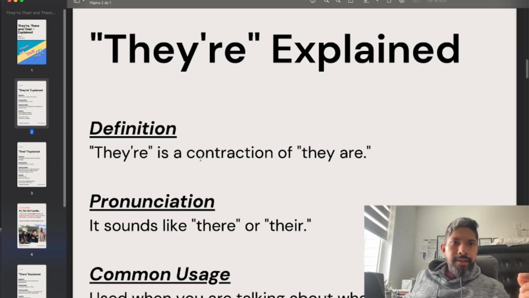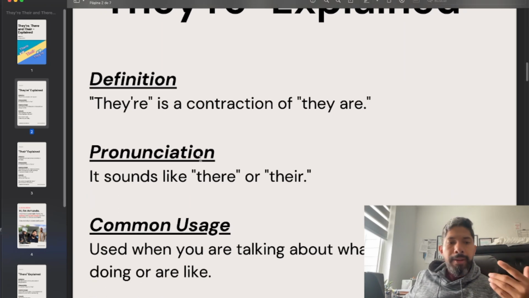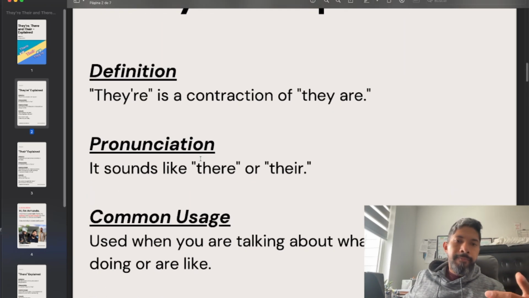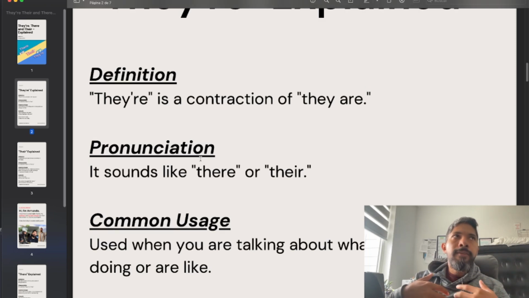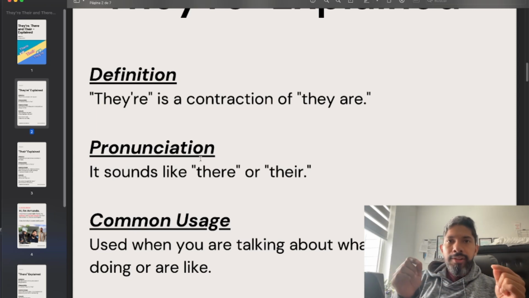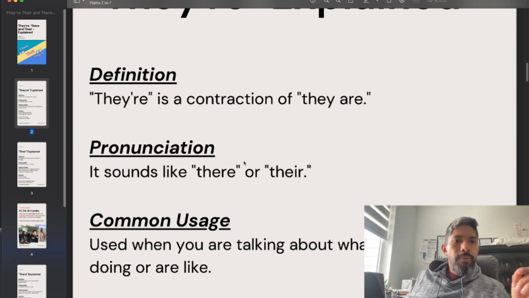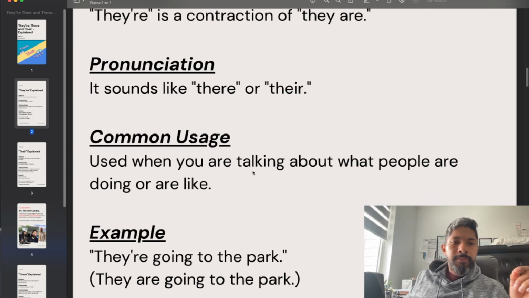What does this mean? It's just a way to express when talking about what people are doing or are like. So it's more of saying a status or the current condition of something. It sounds just like there and their, but the only thing is that there are two words involved. Again, they and are. So let's go with the example.